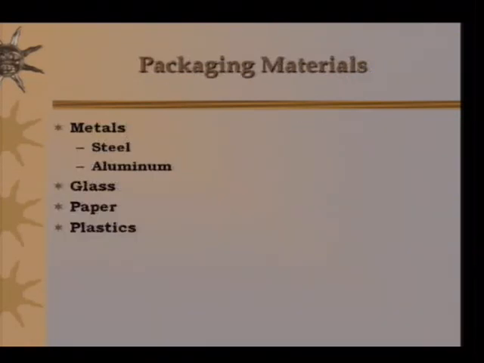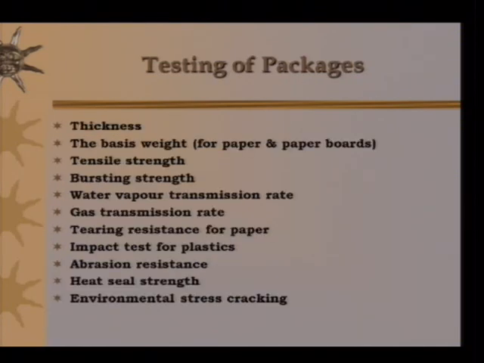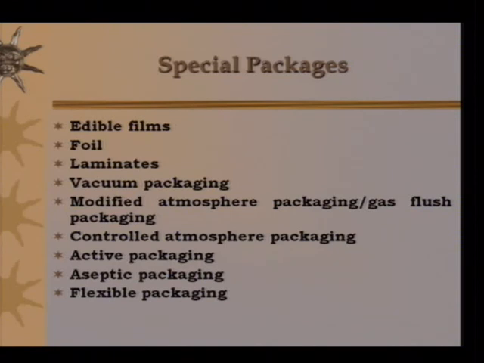Now, packaging materials are metal, steel, aluminum, glass, paper, and plastics, and before they go into packaging, there are certain tests which are performed on the packages, that is thickness, the basis weight, tensile strength, bursting strength, water vapor transmission rate, gas transmission rate, tearing resistance for paper, impact test for plastic, abrasion resistance, heat seal strength, environmental stress cracking.